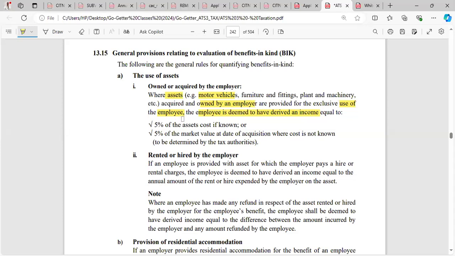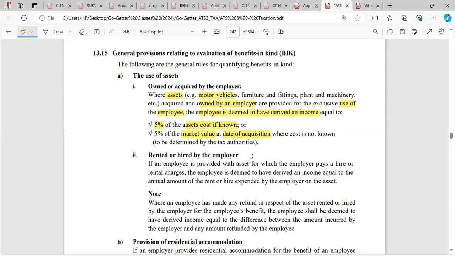Now, if the cost of the asset, say a car or a machine, is known, that means the historical cost, the cost that they originally bought it at in the market, you need to charge 5% every year of that asset. If the cost is not known, what you need to do is get the market value of that car as at the date of acquisition. So if you don't know how much the car is, you check when it was bought. Maybe it was bought 2 years ago. How much do you think this car was worth 2 years ago? You take that as the likely cost of the car, and it is going to be charged by the tax authorities at 5%.